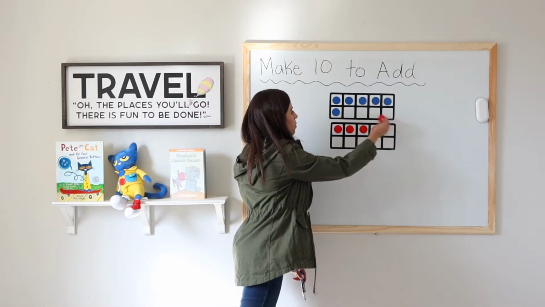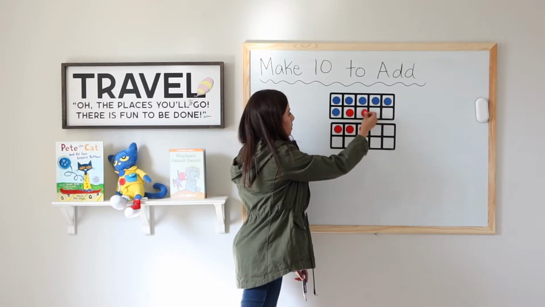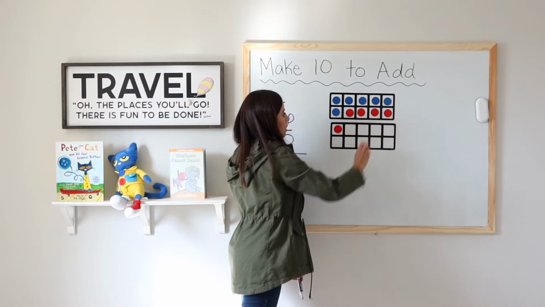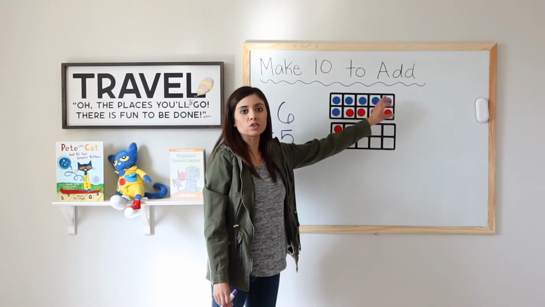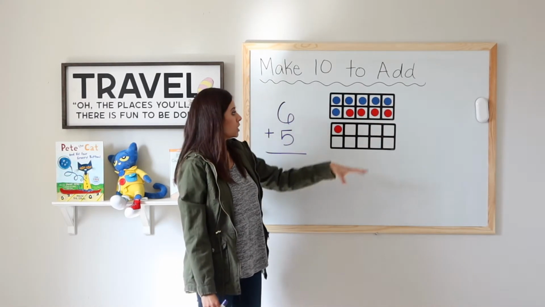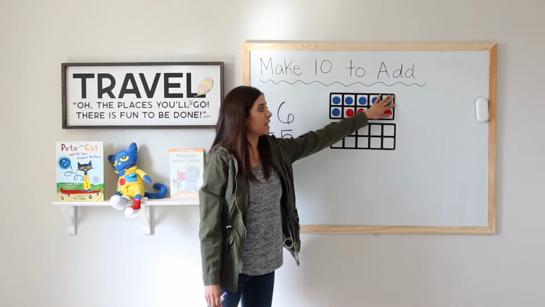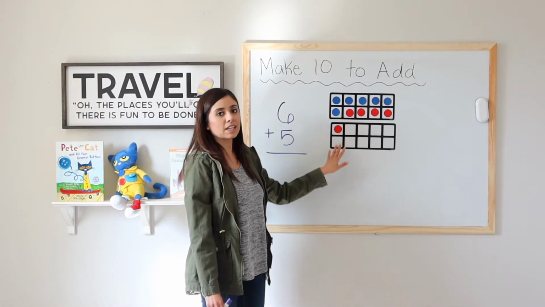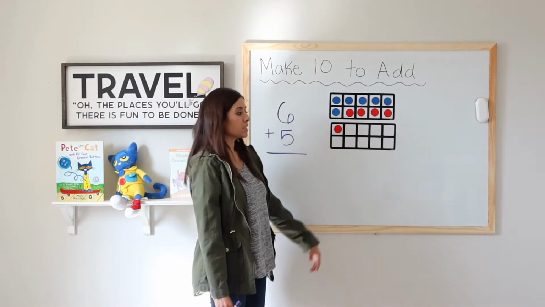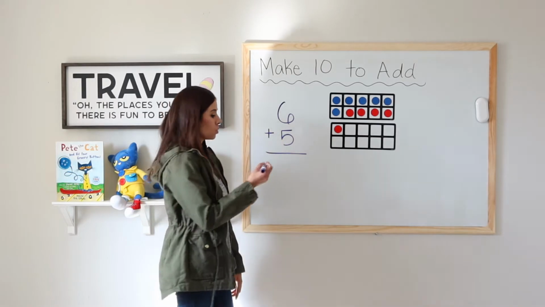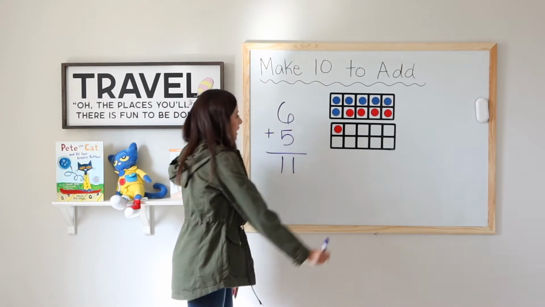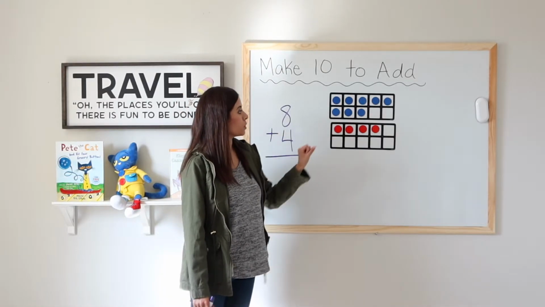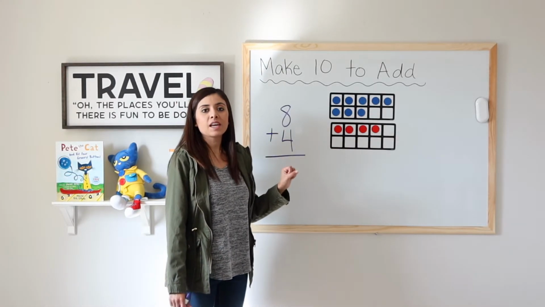I'm going to move some red to fill in my first 10 frame so that it can be full. Okay, it is now full. So now I know there are 10 in there. So I can say 10, 11. Okay, there are 11 total. That means that 6 plus 5 equals 11.